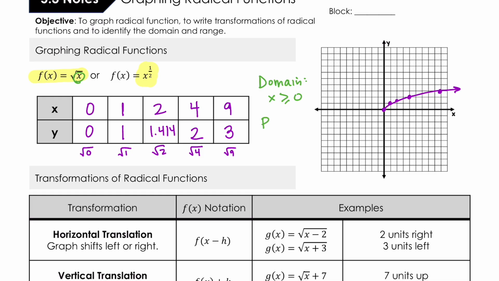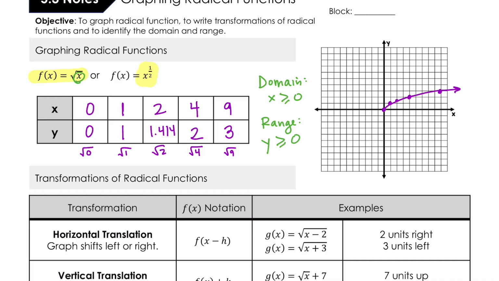And then in the same way, because we can't take the square root of negatives, we're not going to get negatives as our answers. So if we just have the regular square root, notice it's only going up. So from that 0, 0, it's only going up. So we have y greater than or equal to 0 for our range. So that's our parent function.